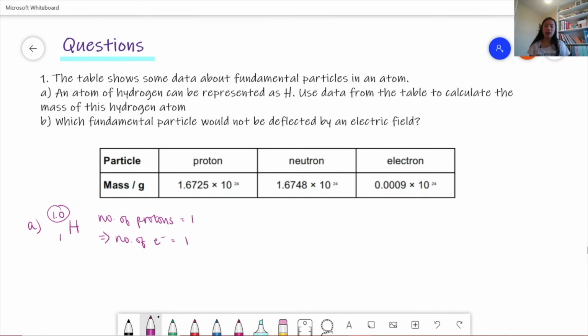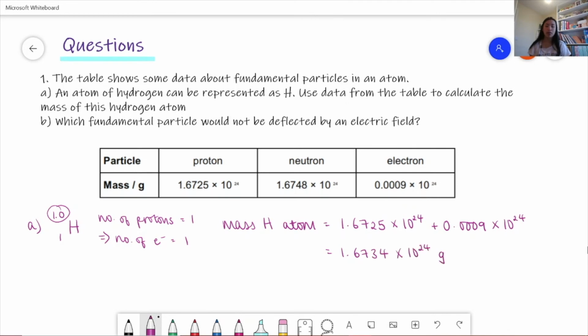And so the mass of this hydrogen atom is equal to the sum of the masses of 1 proton and 1 electron. So we have 1.6725 times 10 to the power of -24 plus 0.0009 times 10 to the power of -24, and that equals 1.6734 times 10 to the power of -24 grams.